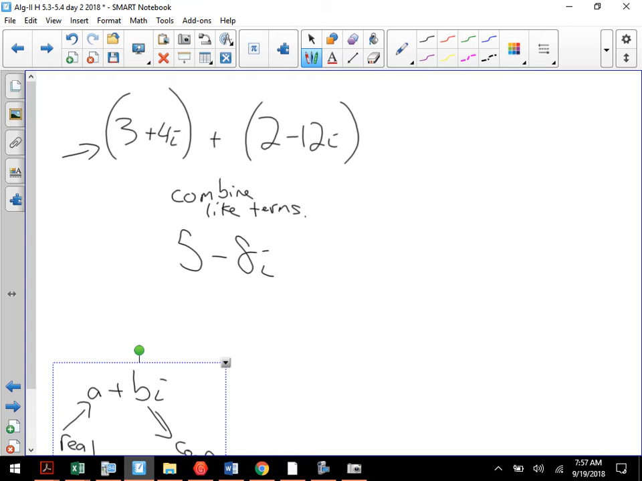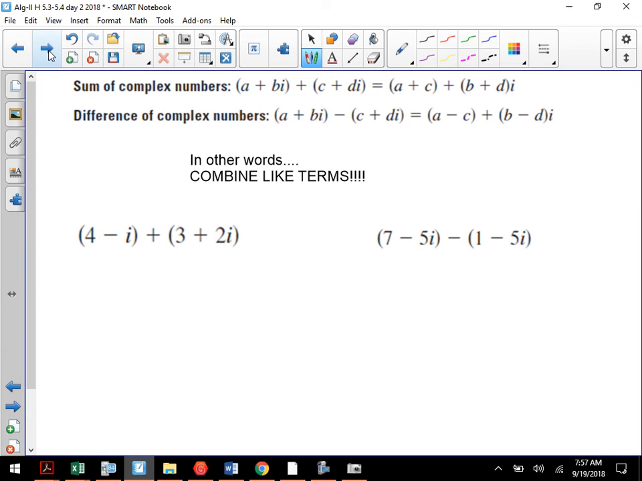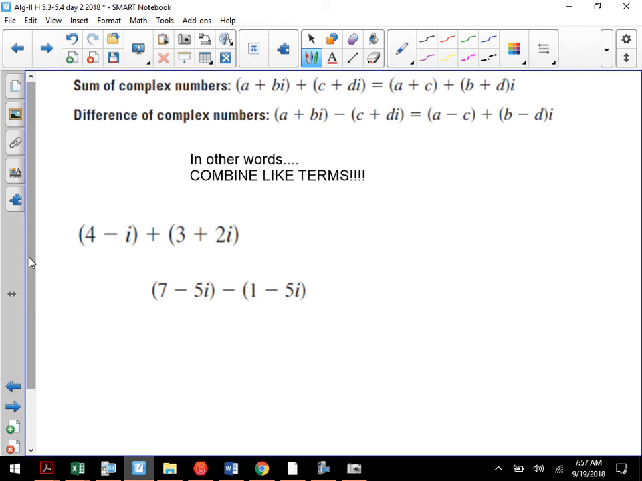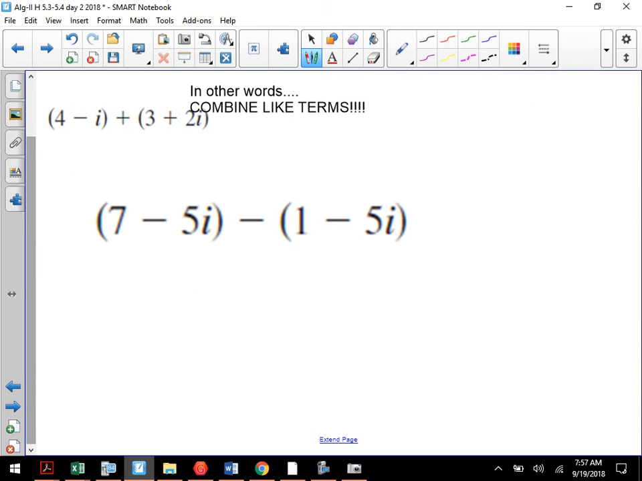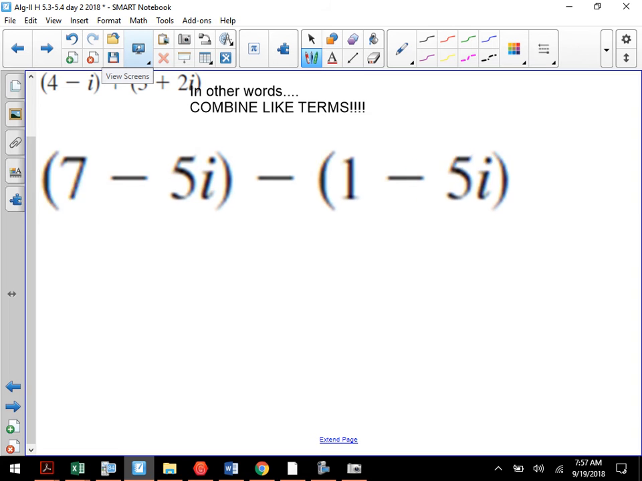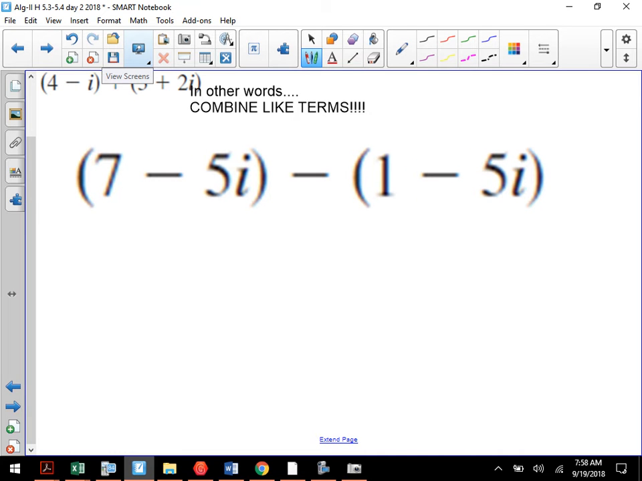Subtraction, on the other hand, since they group these things within parentheses, you have to be careful to distribute. That's the only trick. For example, if I'm looking at this, complex number 7 minus 5i minus the complex number 1 minus 5i.